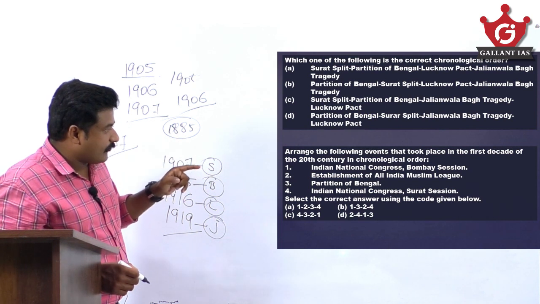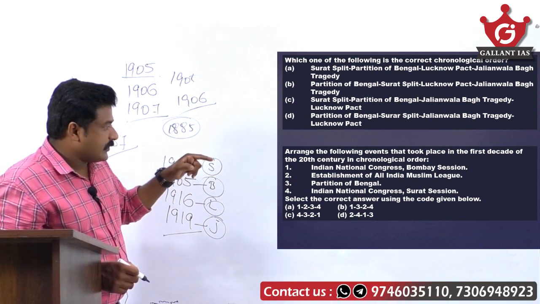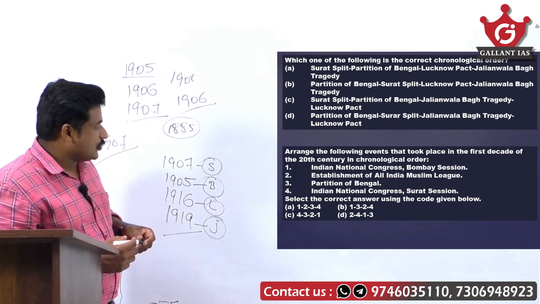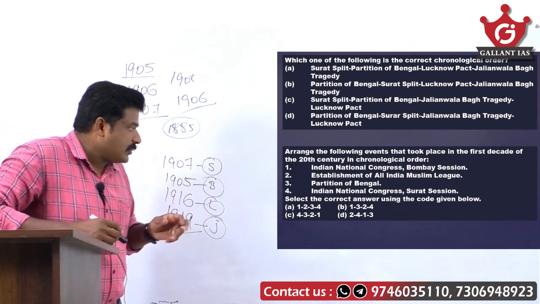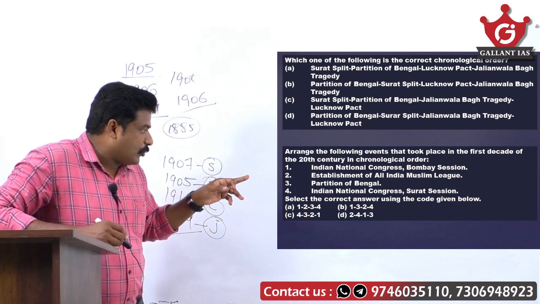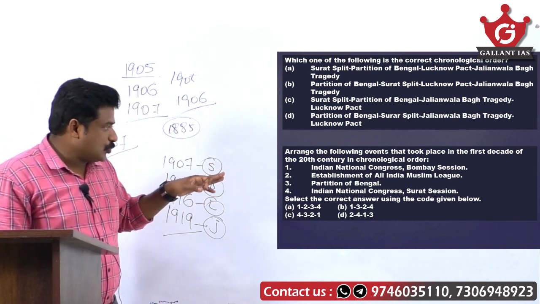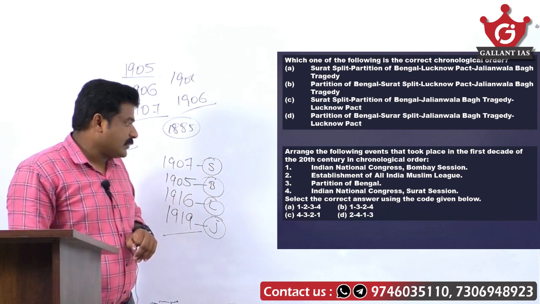Then establishment of All India Muslim League, 2, then finally Surat session, 7. That way you can go. So your answer has to be 1, 3, 2, 4. Bombay is your answer. Bombay is your answer. 1, 3, 2, 4, okay.